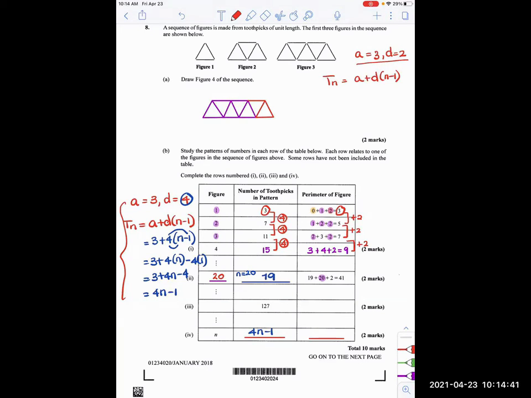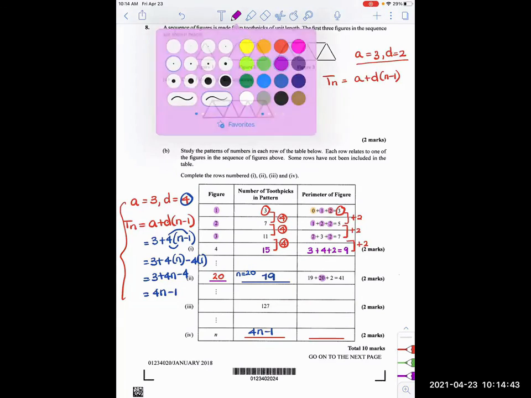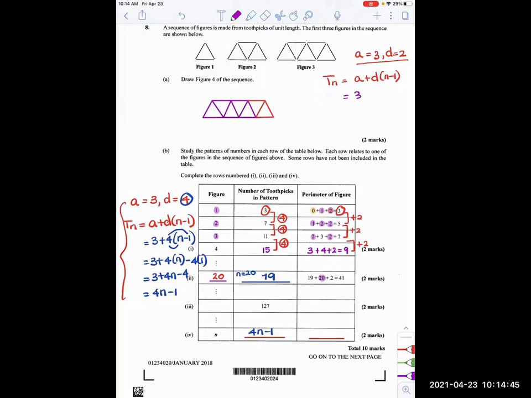Are you all ready? Yes, miss. So we will have 3 plus 2 into n minus 1. 3 plus 2 by n, take away 2 by 1. 3 plus 2n minus 2. 2n plus 1. Did you all get that? Yes, miss.